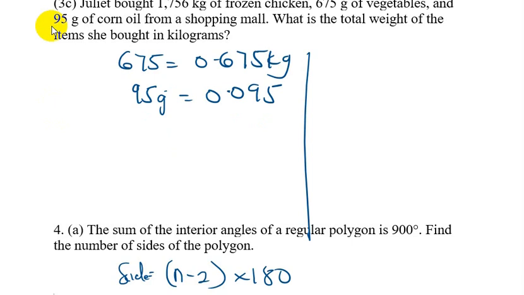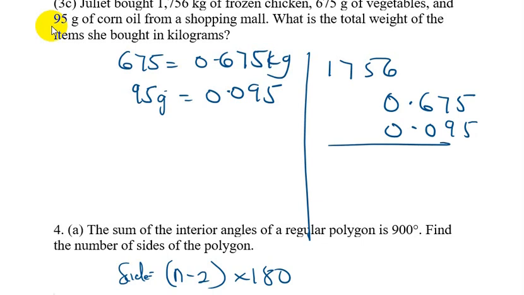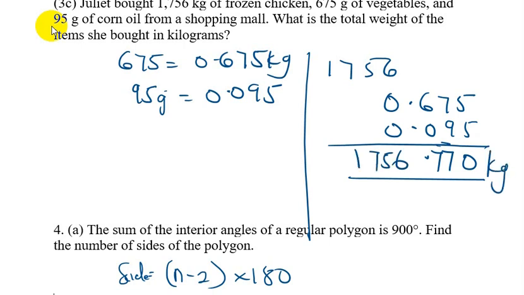So now we are adding everything. So we are adding 1756 plus 0.675 plus 0.095, and this will give us 1777.6571. So that's the total kg.